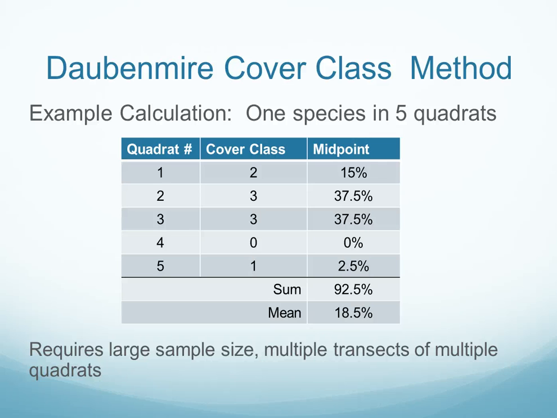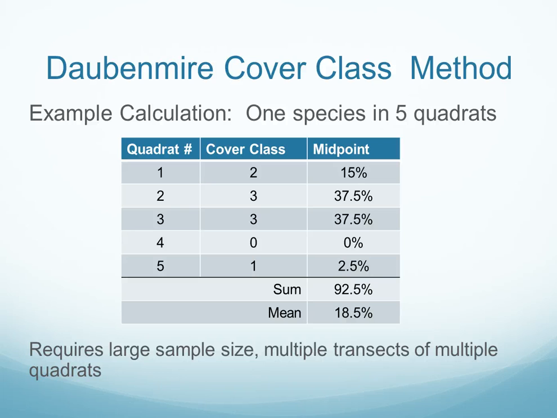So we would then assign the midpoint value for the cover amount for each one of these quadrats. So 15% for class 2, 37.5% for class 3. 0 gets scored as a 0 because there was nothing, this plant did not occur in that plot. And for cover class 1, 2.5%. If we add these and then take an average of the total number of quadrats observed, which was 5, that would give us 18.5% cover for this particular species.